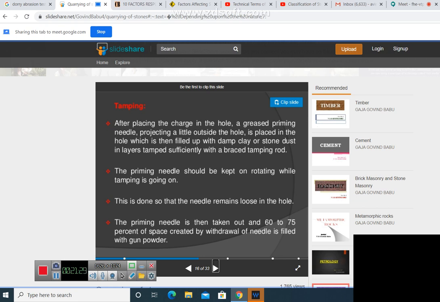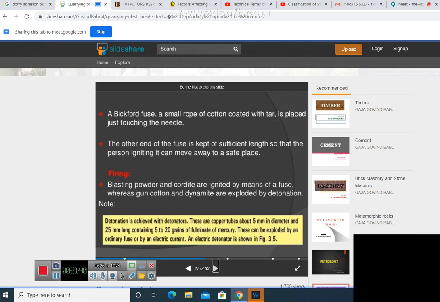Then you will be taking out the needle, and 60 to 75% of the space created by withdrawal of the needle is filled with gunpowder. Then a Bickford fuse, a small drop of cotton coated with tar, is placed just touching the needle.